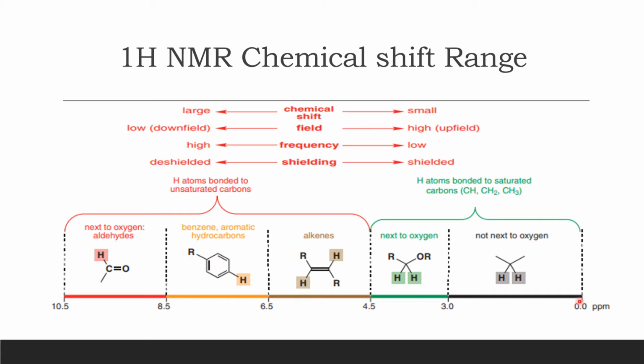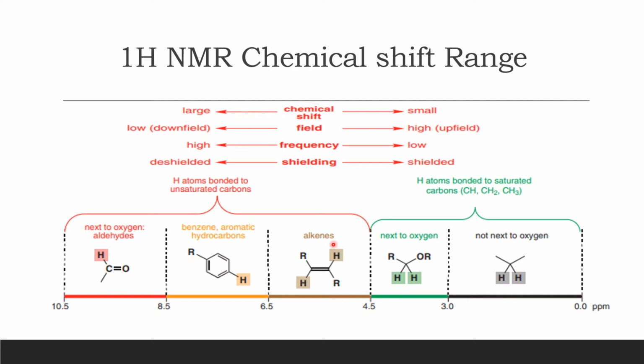See here, this is TMS, the standard one, which comes as 0. Next to that, whatever the saturated hydrocarbons, whether it is CH, CH2 or CH3, that comes in this green range only. This CH2 and CH3 is in the 0 to 4.5 range. If it is attached to oxygen, then you will get the range of 3 to 4.5. If it is not attached to any electronegative atoms, then the range is below 3. So this you need to keep.